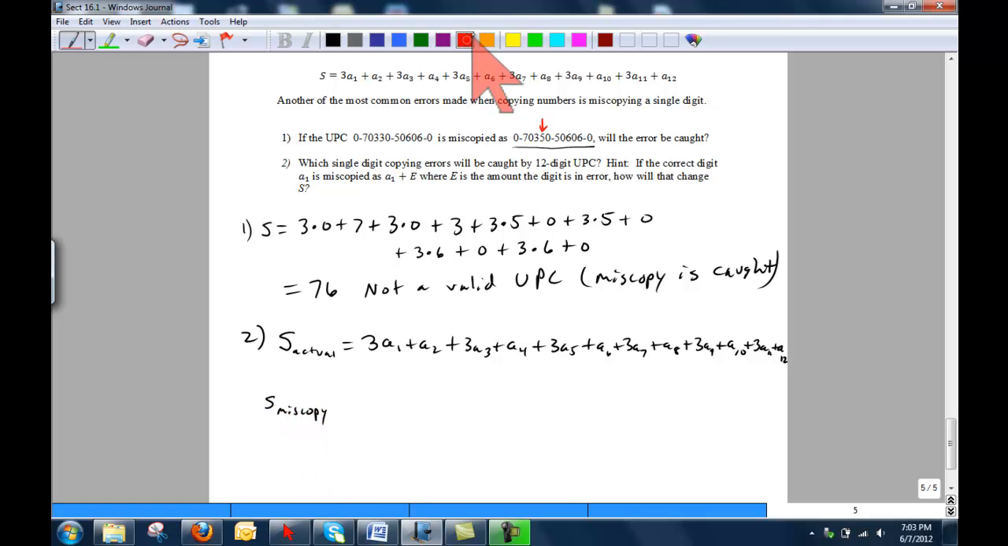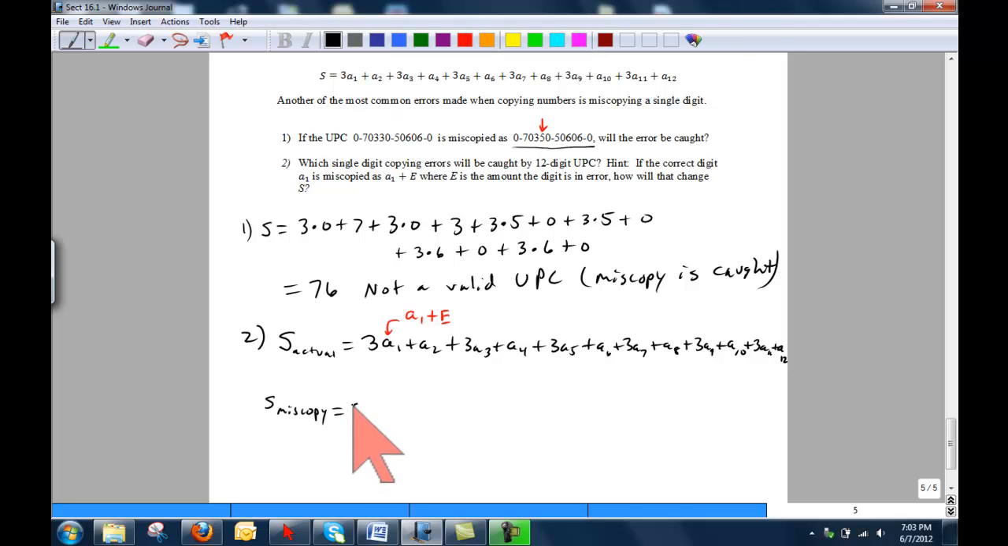Miscopy. So I'm going to ask, what happens if I copy this digit wrong? Instead of copying it as A1, I copy it as A1 plus an error. So maybe the actual digit was a 2 and I copy a 5. In other words, I made an error of 3, the difference between what it really should be and what I copied. Or maybe this is a 5 and I copy it as a 1 and then the error was -4.